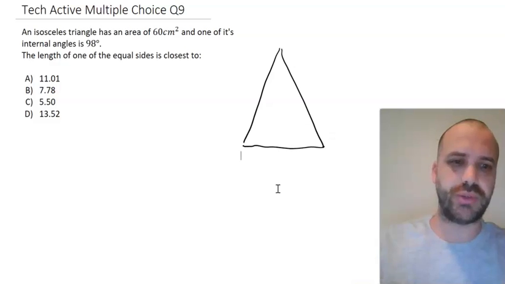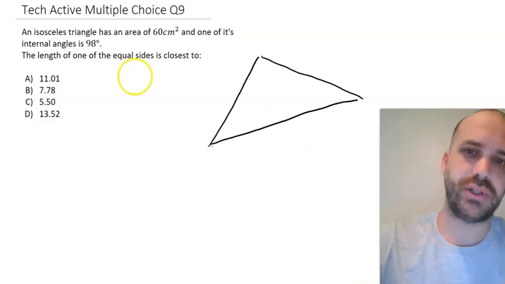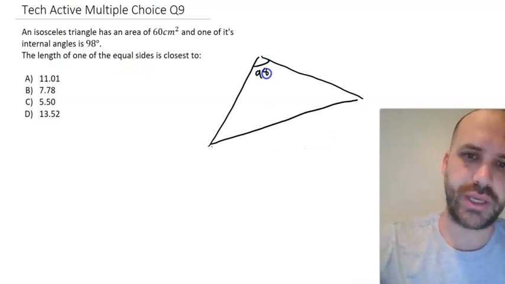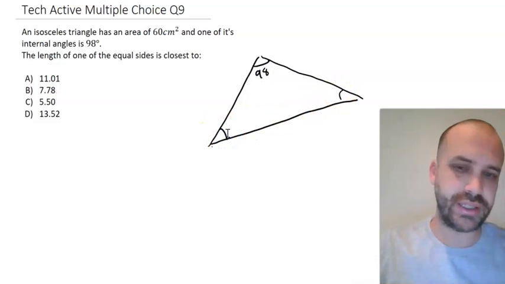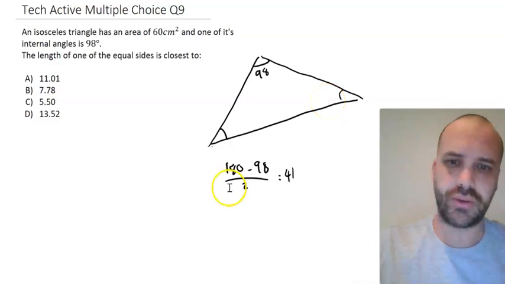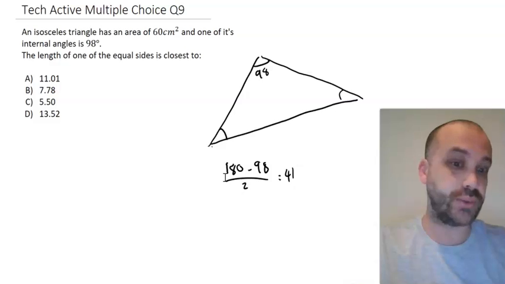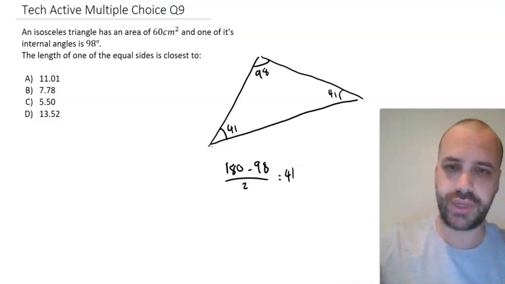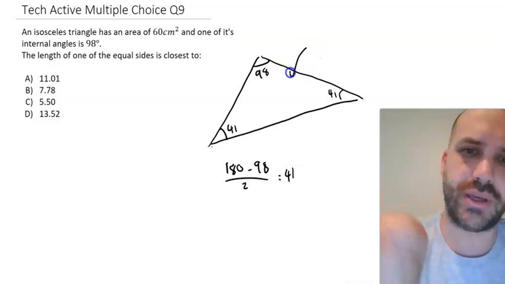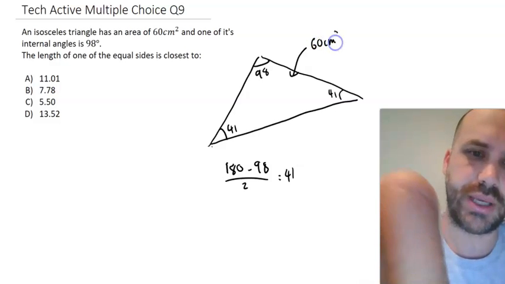So I'm going to have to redraw my isosceles triangle. So something closer to that, where that's my 98 degree angle. I can easily figure out these two angles here. Not necessary for the question, but I can. 180 minus 98 over 2 equals 41. Not necessary. Okay, we know that the area is 60 centimeters squared.